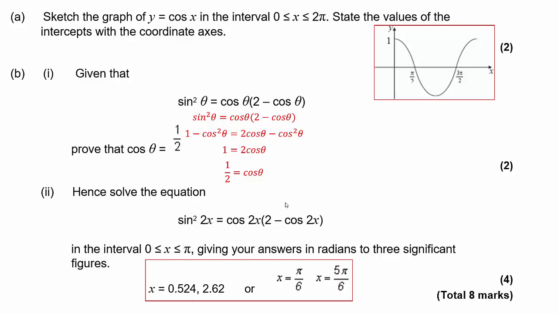I am going to be careful, because I've got 2x there, to double the range. So I'm going to think about all of the angles between 0 and 2 pi. That gives us, in decimals, 0.524 or 2.62, but in fractions it comes out nicer: pi over 6 or 5 pi over 6.